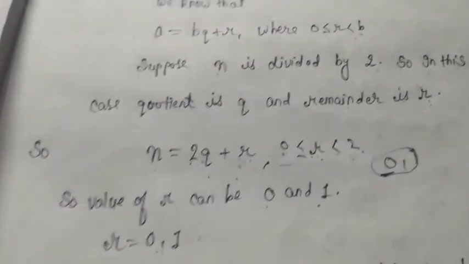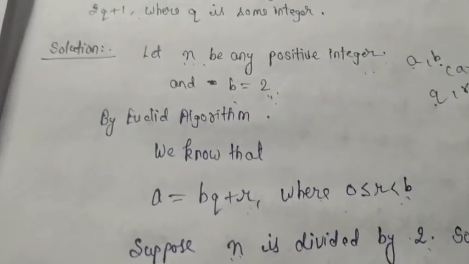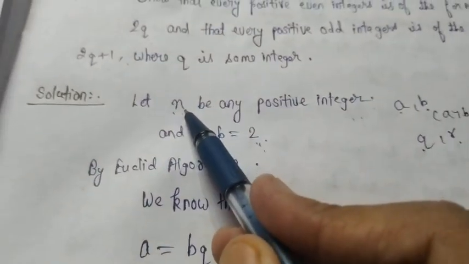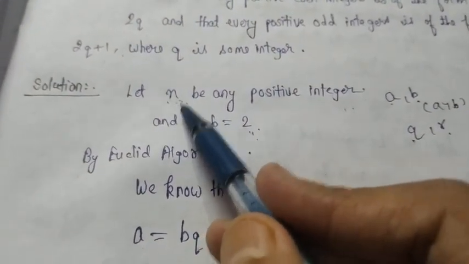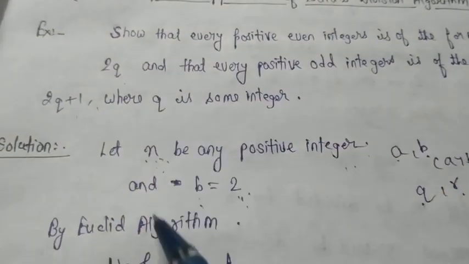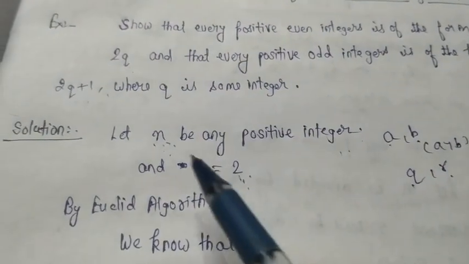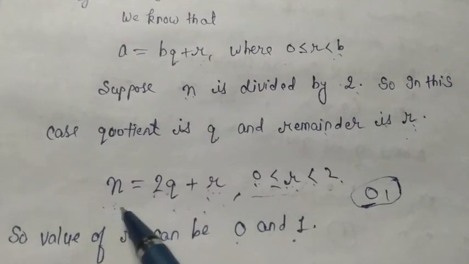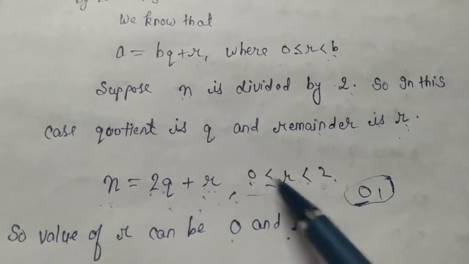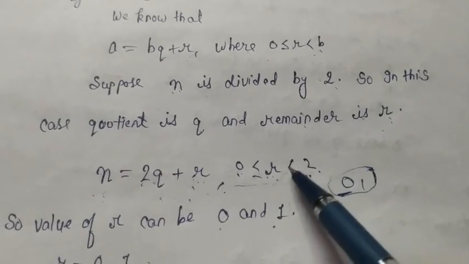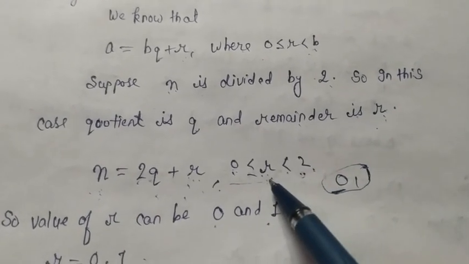I am going to repeat it again. First, what you have to do, you have to take any number. I have taken n, you can take a, c, d, anyone. And because 2 is there in the question, that number will be divided by 2. When that number is divided by 2, there will be a quotient and there will be a remainder. So by Euclid's axiom, I have written this statement, and r will be greater than or equal to 0 and less than 2. Why less than 2? Because 2 is the divisor, so the remainder will always be less than the divisor.